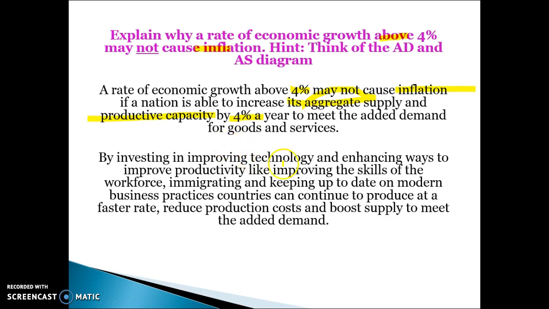So if we're able to invest in things like technology, ways to improve productivity by boosting the skills of the workplace, immigration, keeping up to date with modern work practices and new technology, then we can reduce our production costs, increase productivity, and expand our aggregate supply so that it meets that extra demand and we don't experience inflationary pressures.